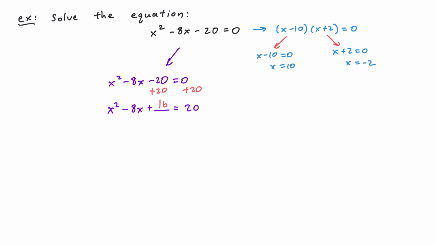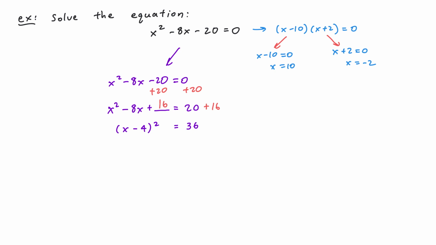Now we can't just add 16 to one side of the equation. Anything that we do to one side of the equation, we also need to do to the other. So if we add 16 to the left-hand side, we also need to add 16 to the right-hand side. Since we've completed the square on the left-hand side, we know that it factors as a square. Specifically, we can factor it as x minus 4 squared. Remember, our general pattern is that the number that's with our x is always half of this middle number. On the right-hand side, 20 plus 16 gives us 36.